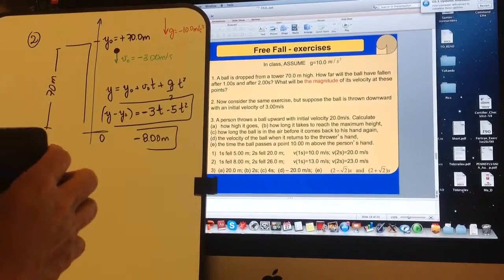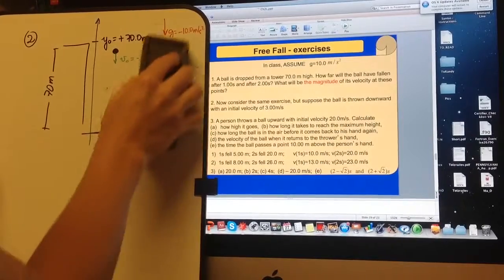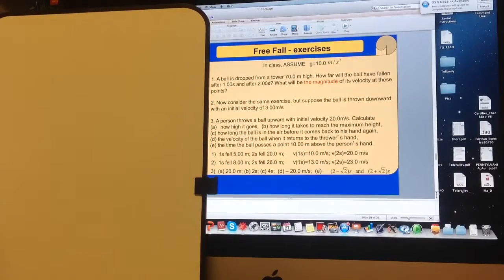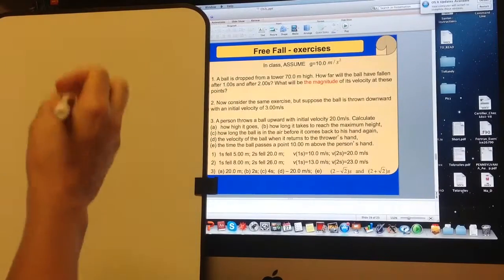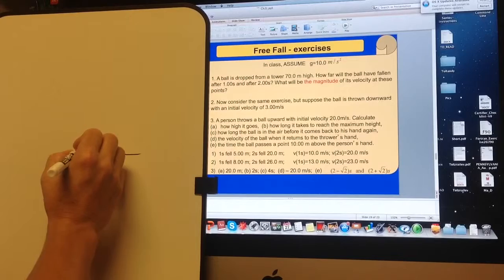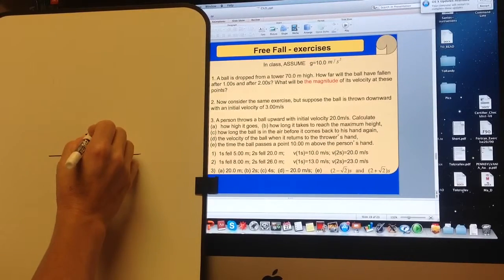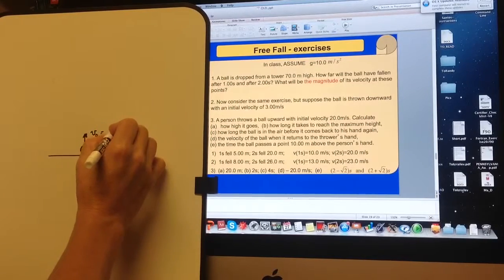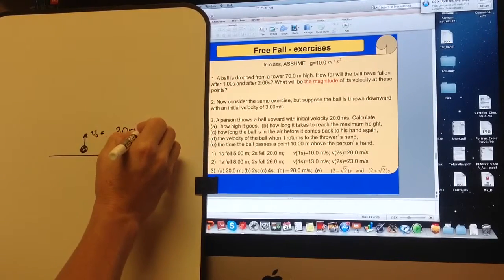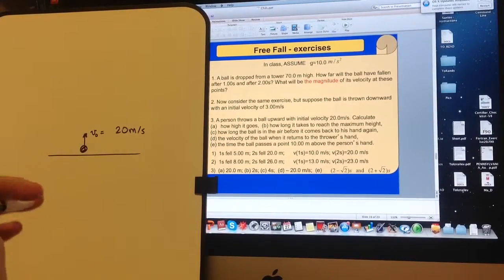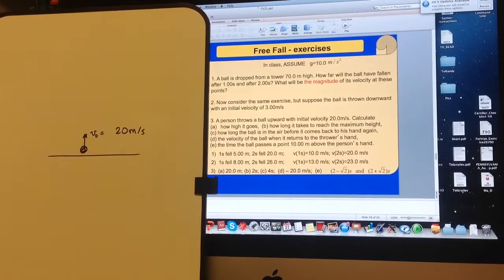Okay, all right. So now let's go for another problem, which is problem 3. So in problem 3, what do we have? A person throws a ball upward. So now we are here on the floor. The person throws a ball upward, and this initial velocity is 20 meters per second. You see that I left some space here because I haven't chosen a reference frame yet, so I don't know if I should put plus or minus there. Okay. First question is how high it goes.